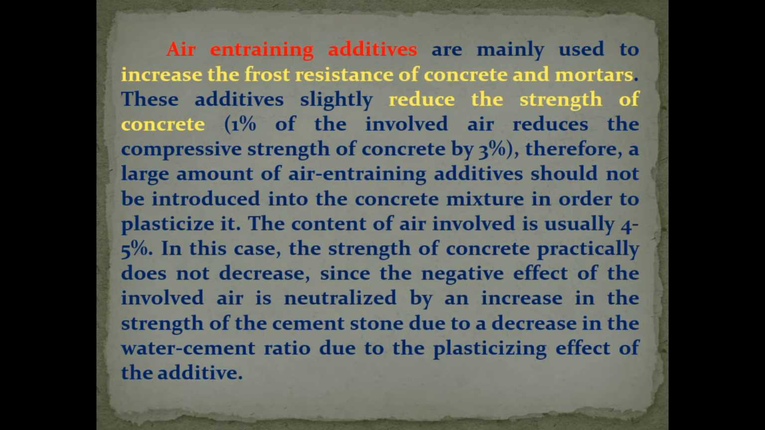It is introduced into the concrete mixture in order to plasticize it. The content of entrained air is usually 4–5%. In this case, the strength of concrete practically does not decrease, since the negative effect of the entrained air is neutralized by an increase in the strength of the cement stone due to a decrease in the water-cement ratio owing to the plasticizing effect of the additive.